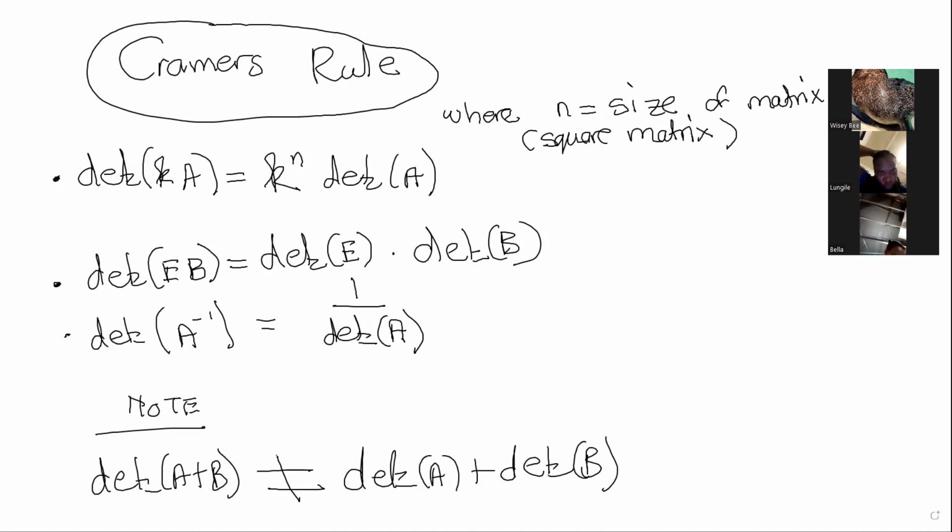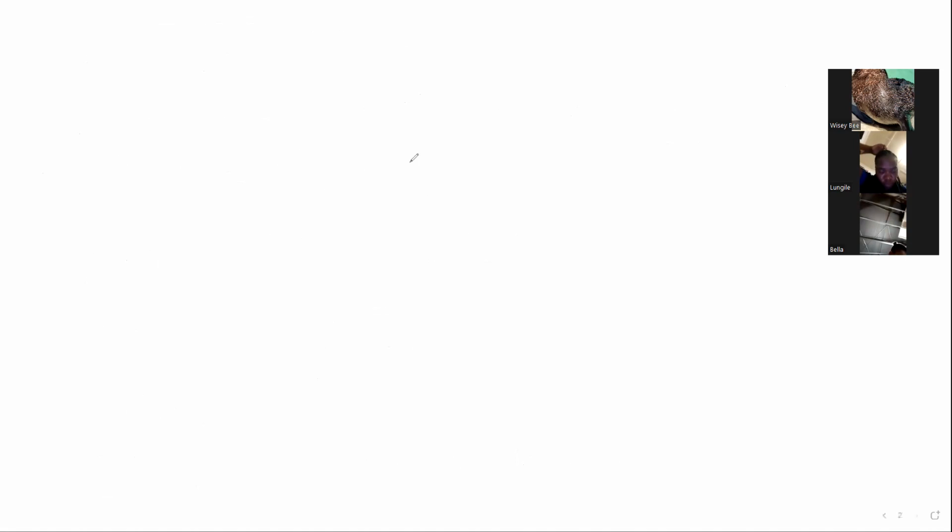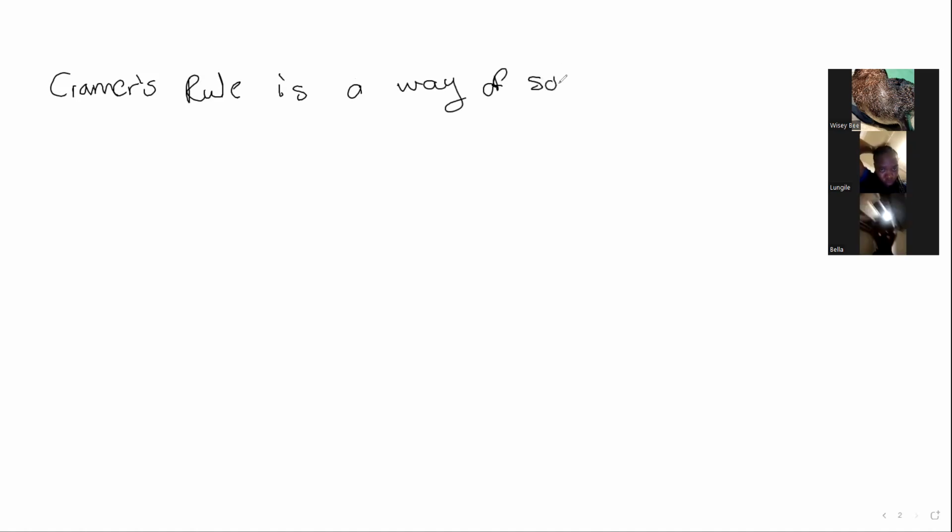But let me just finish this. If we have time after, we can find those questions. Basically, Cramer's rule is very simple. It's just a way of solving for x, y, z.